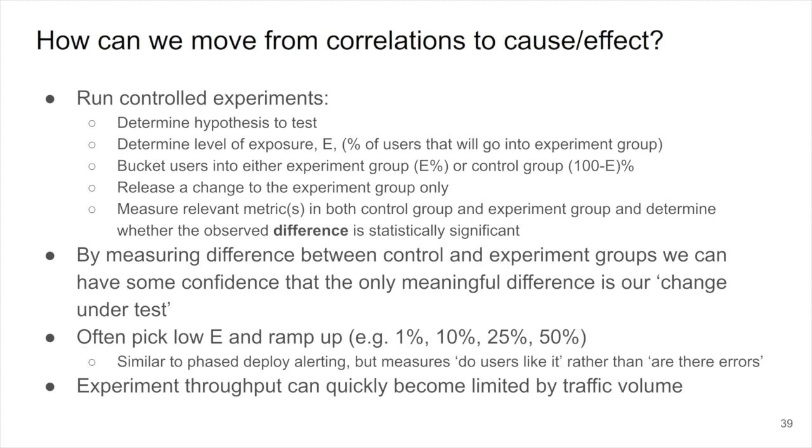averaged out across the randomly selected experiment and control groups, then the measured differences between the experiment and control groups can be causally attributed to the product change. Now, an experiment framework lets you manage all of this in the context of a SaaS product.